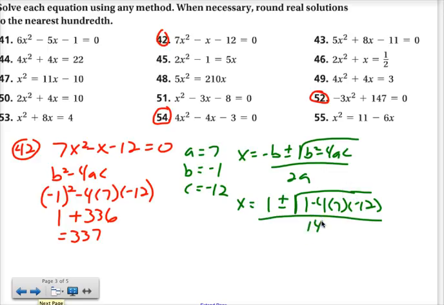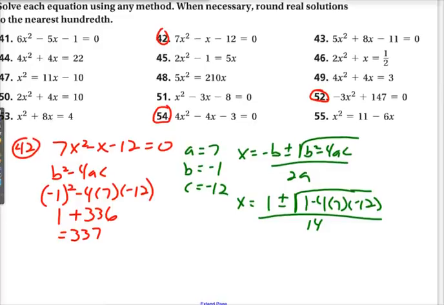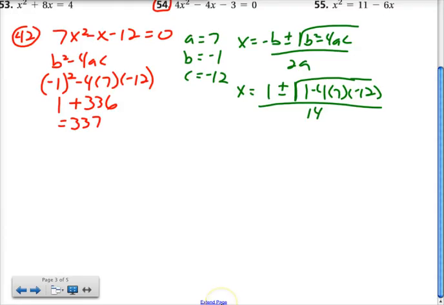Now, the good part is I did the discriminant earlier, so I know that that is going to give me 337. So it was useful, even though I found out that I couldn't factor this. Let me hike this up a little bit. So x equals 1 plus or minus the square root of 337 over 14.